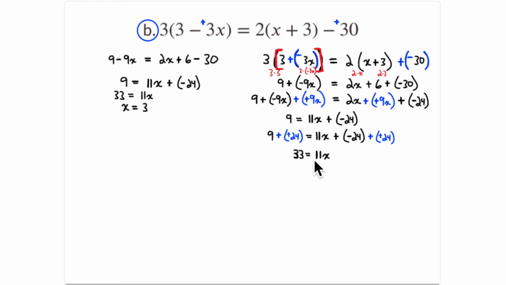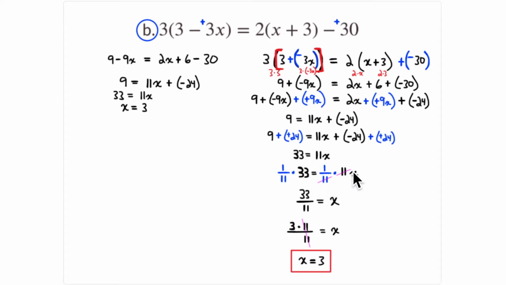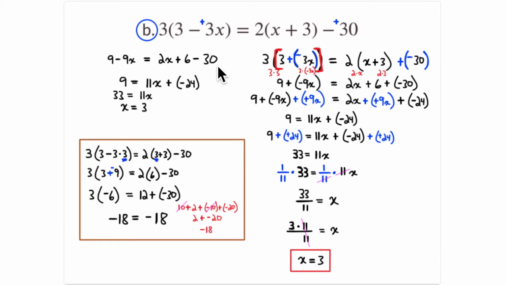Now if I have 11 things, I want to know what one of those things equals. So I need to look at 1/11 of those 11 things. And I'm going to have to look at 1/11 of 33. So 1/11 of those 11 things is just one of them, so that's x. And 1/11 of 33 is 33 divided by 11 is 3. 3 times 11 is 33. So 1/11 of 33 is 3. So x equals 3.